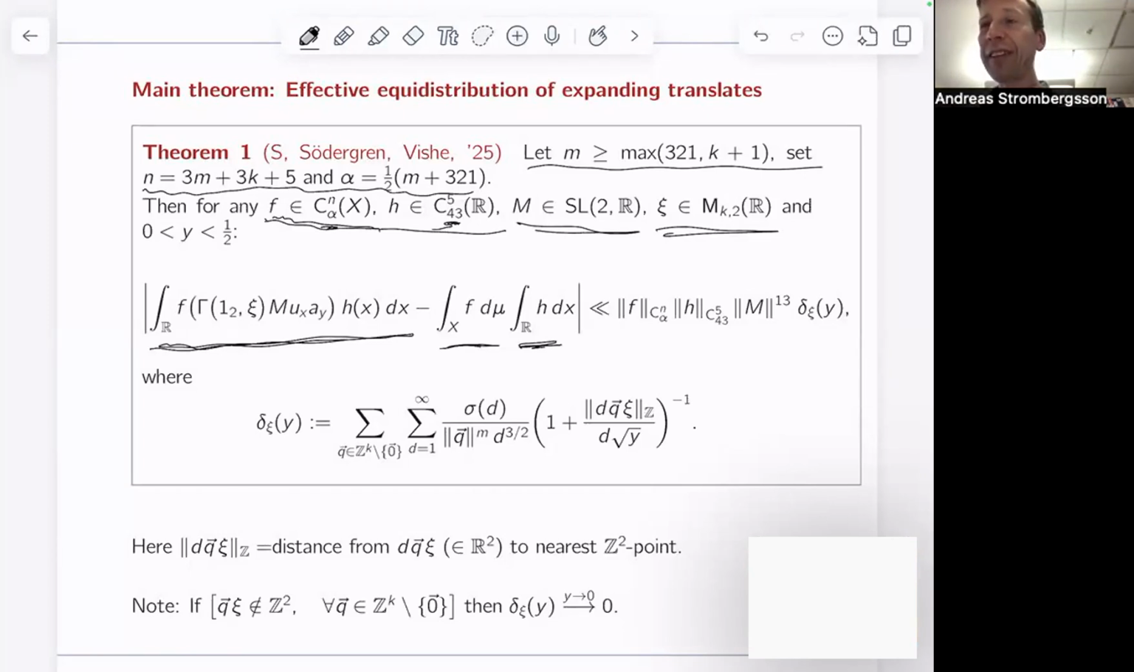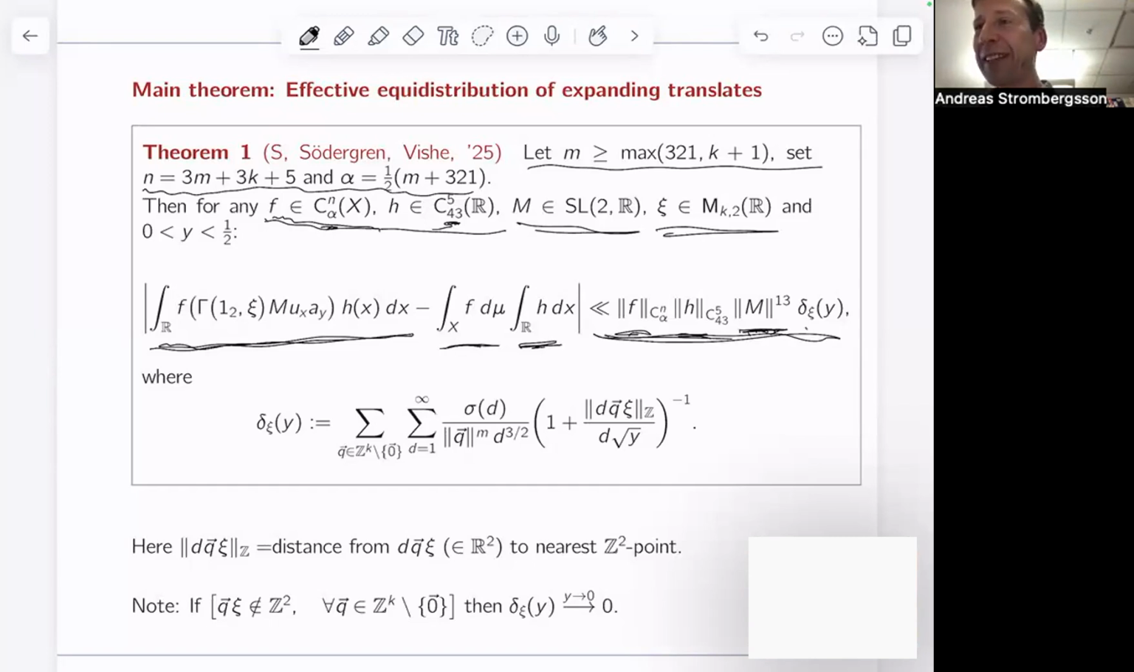And the statement is that this difference of the one-dimensional average and the volume average decays. Well, it's bounded by this from above. And here we have just some Sobolev norm of f, Sobolev norm of h, and then this is a Frobenius norm of the matrix M. Basically, since we have this big power 13, we basically need to take this M inside a compact set. Otherwise, this blows up quite a bit.